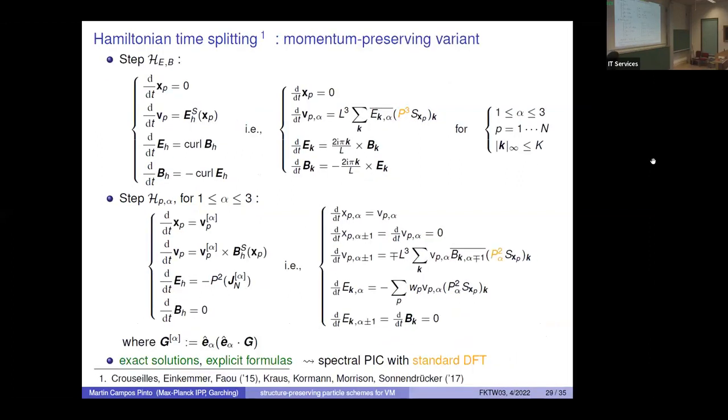Okay, and the last thing was that if you use this momentum preserving variant, then you end up with the standard DFT projections of spectral peak. So the standard spectral peak method in this framework can be seen as the momentum preserving variant of the variational FEM-peak scheme with the spectral solvers and these DFT projections.